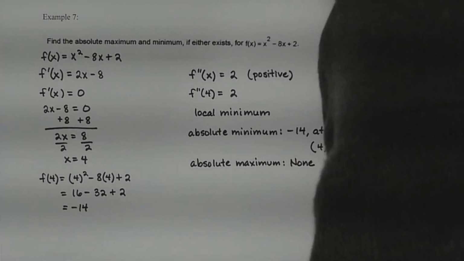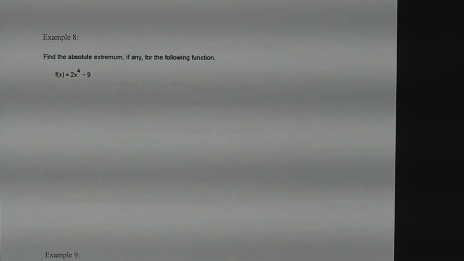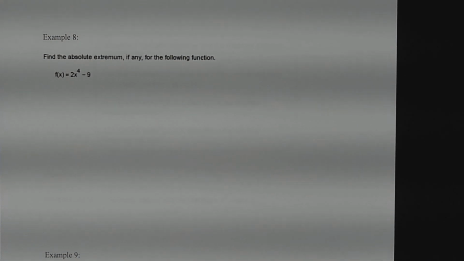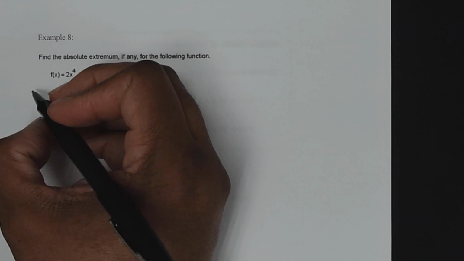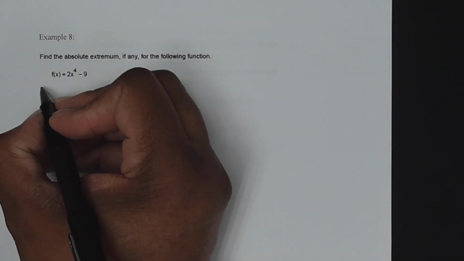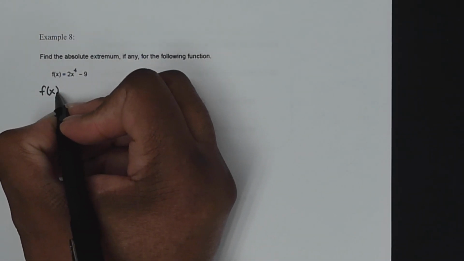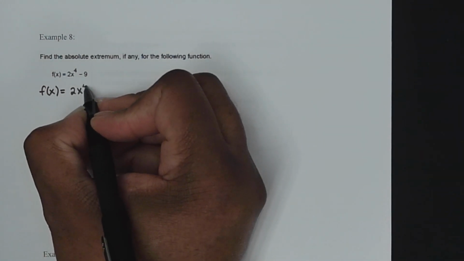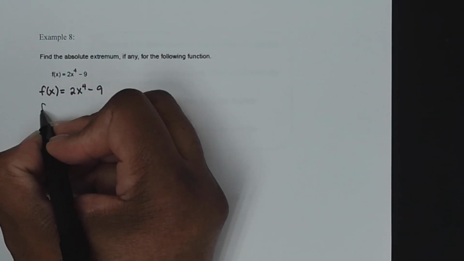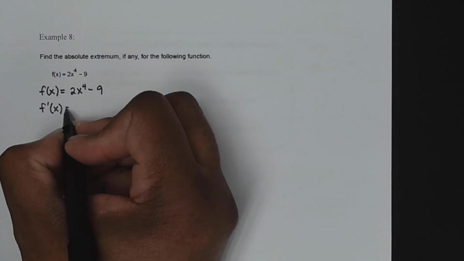Okay, example 8 looks like this. We're going to find the absolute extremum, if there is one, for the following function, f of x equals 2x to the 4th minus 9. So I'll write the function f of x is equal to 2x to the 4th minus 9. Let's find that first derivative. So f prime of x is this.